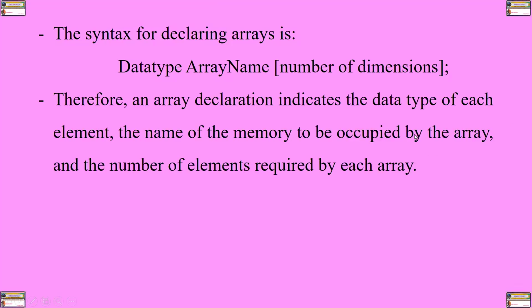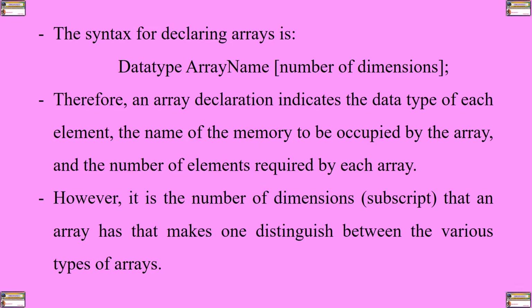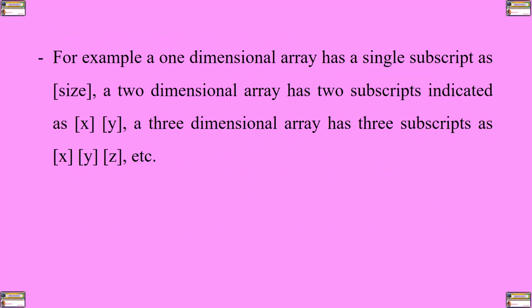An example of an array and how we declare it follows shortly. Therefore, an array declaration indicates the data type of each element, the name of the memory locations to be occupied by the array, and the number of elements required by each array. However, it is the number of dimensions or subscripts that an array has that makes one distinguish between the various types of arrays. For example, a one-dimensional array has a single subscript as, for example, size.